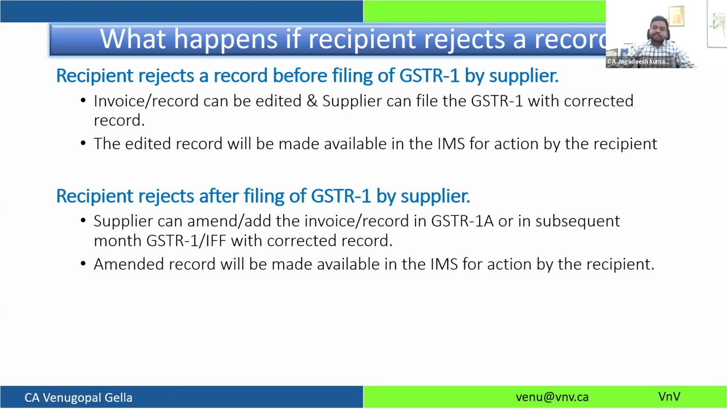But what if my recipient rejected it after I filed my GSTR-1? What can I do now? The supplier can amend it with the help of GSTR-1A, and the amended record will be made available in the IMS for action by the recipient. The original invoice has already been rejected, so the amended records will be made available in the IMS for action by the recipient. There is no restriction for him to take action on the amended record because he has already taken action on the original record.